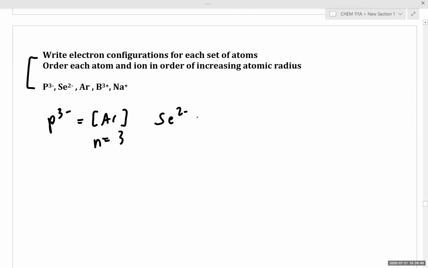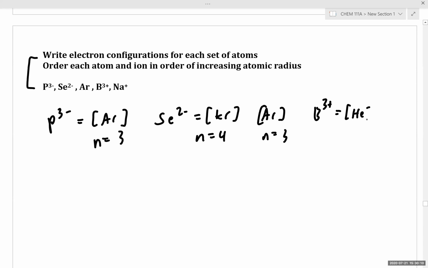Selenium 2- has an equivalent configuration. Let me find selenium in my periodic table. It has the same configuration as krypton, which is N equals 4. Argon is N equals 3. Boron 3+ has the same configuration as helium, and sodium plus has the same configuration as neon. Helium is N equals 1. Neon is N equals 2.